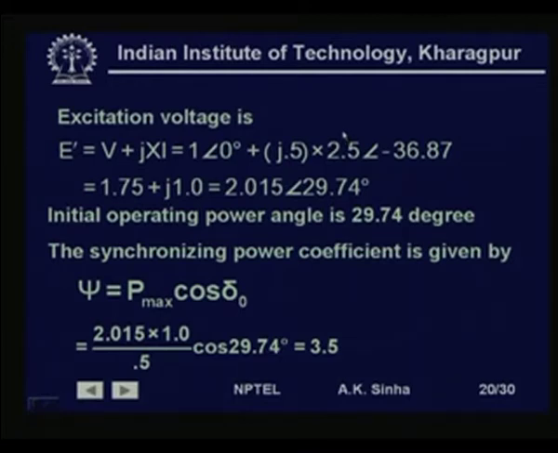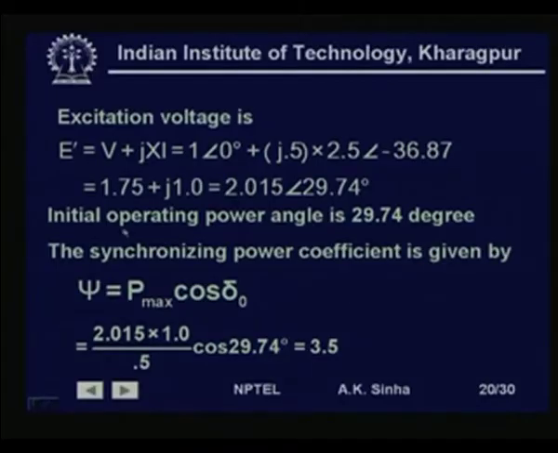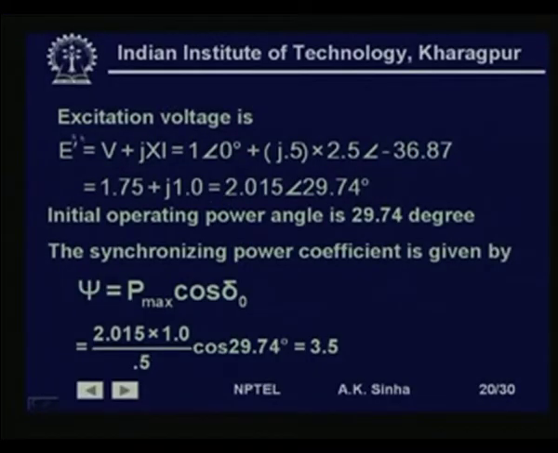But if we would have kept the excitation voltage same as that of 0.6, then we would have found that the delta 0 is a very large value. Here we have assumed that it is possible to keep the excitation voltage go up to very high values, and therefore, we are finding voltage behind transient reactance as 2.015 with an angle 29.74 degrees. So, now initial operating point delta 0 is 29.74 degrees.